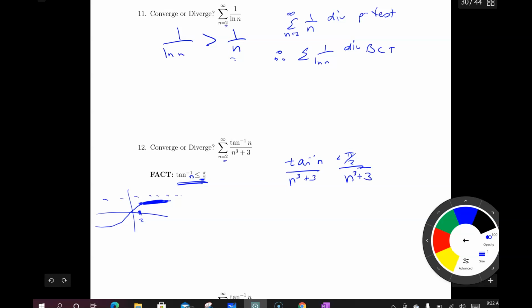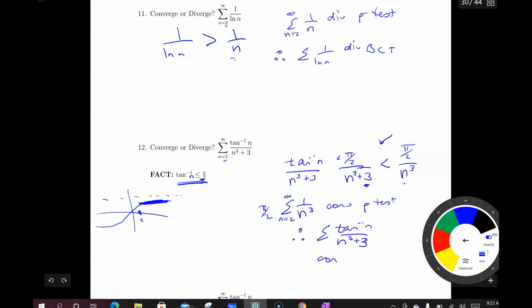I still cannot use p-test on this. But can I take the 3 off and keep the inequality? So is this true is what I'm asking. Can I keep the pi over 2, put the n cubed here, and take the 3 off? Is there more on the denominator here than here? Yes. So this works. Okay. So what do I know about this? Pi over 2 times 1 over n cubed, going from 2 to infinity. This converges by p-test. So therefore, the smaller converges also by basic comparison test.